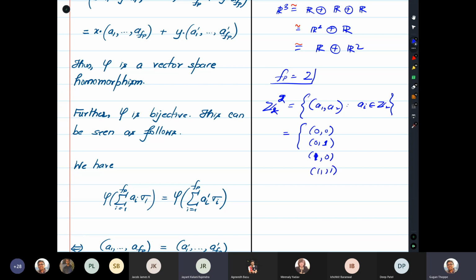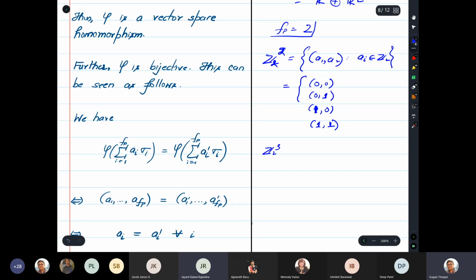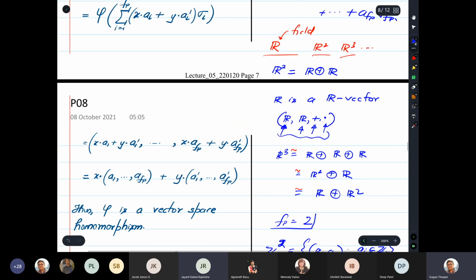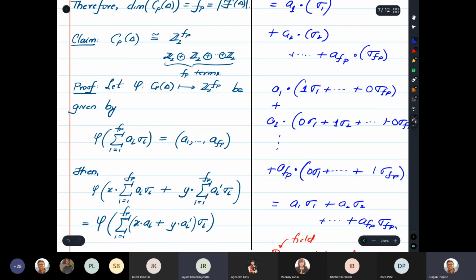Recall the way I define these direct sums: I have these ordered lists where the first element comes from Z2, the second element also comes from Z2, and similarly you can define Z2 to the power 3. So this will be (0,0,0) all the way up till (1,1,1), and so on. In that way you can define this Z2 to the power Fp.